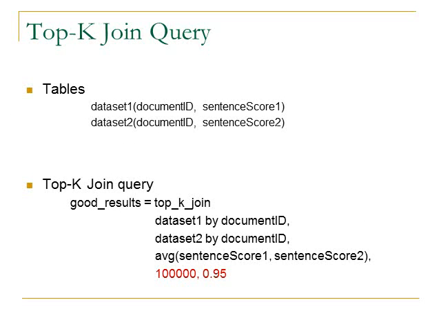The following is the top K join query that we have used in the demo shown in this presentation. We have two tables, dataset 1 and dataset 2. They have two columns of document ID and sentence score. The top K join query returns the top 100,000 documents which contain the highest scoring sentence pairs. The K is 100,000 and 0.95 is the confidence lower bound, which means that there is a 5% chance that the result set contains less than 100,000 results.